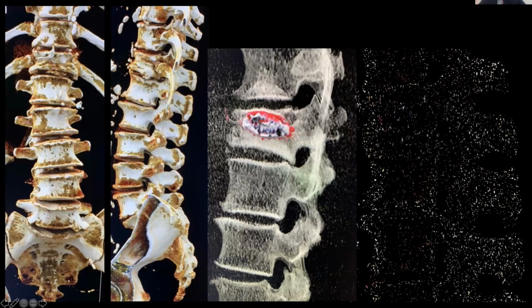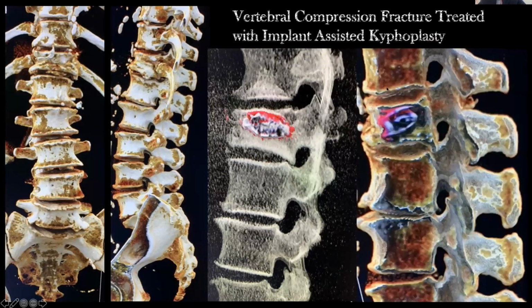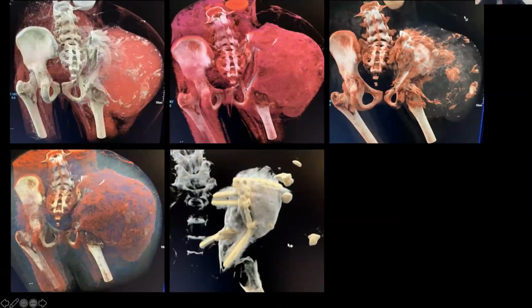I think I showed you this earlier, example of a vertebral compression fracture treated with implant-assisted kyphoplasty. An example of maybe a little bit out of the spine in the pelvis, aneurysmal bone cyst, which was treated with internal fixation and repair, and required more than one surgery, and you can get a sense of where your hardware lies relative to the remaining tumor, and the remainder of the anatomy.